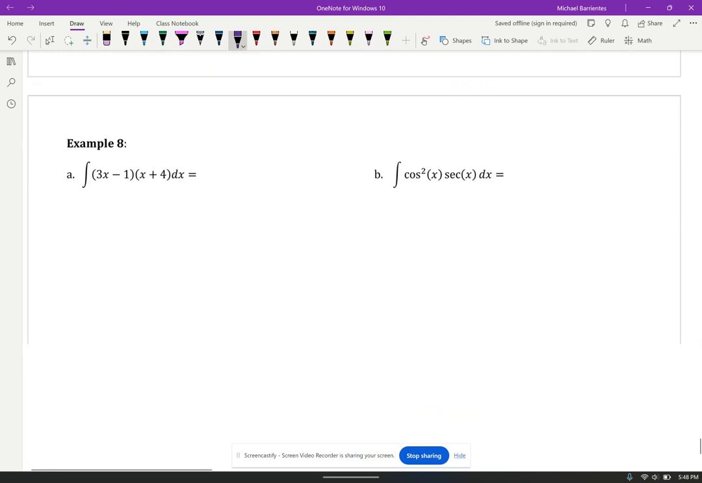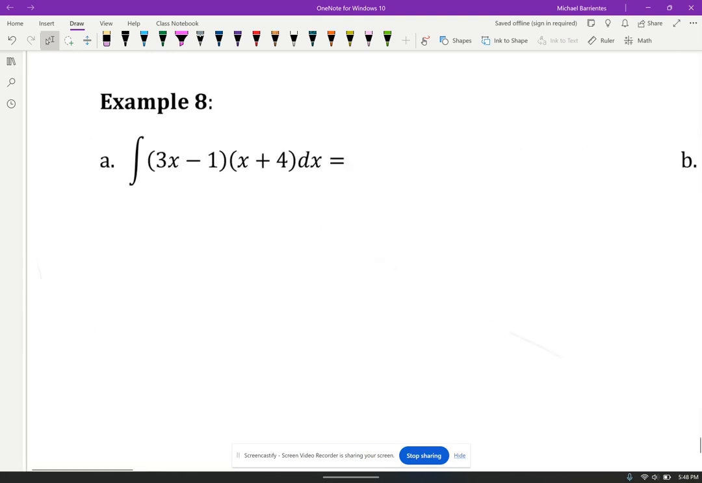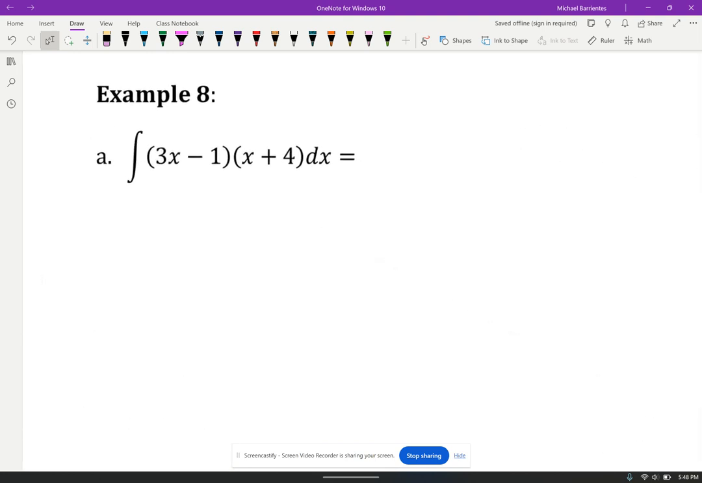So we're going to take a look at some setups here that at the beginning might look a little odd, but you're going to find that maybe they're not as bad as you think they are. All right. So let's look at example 8a. We just said that we don't have a product rule for antiderivatives. And that's exactly what we have here, a situation where we are multiplying two things. And so we're going to have to simplify this first.